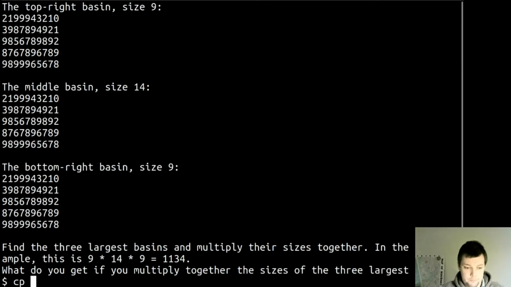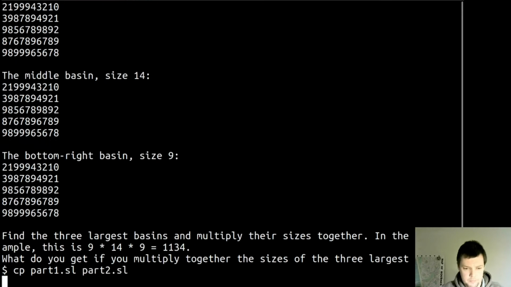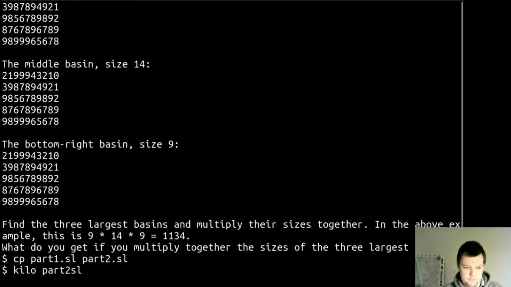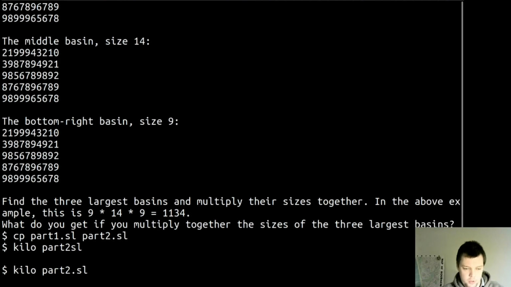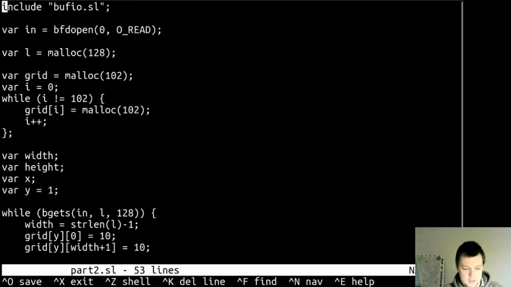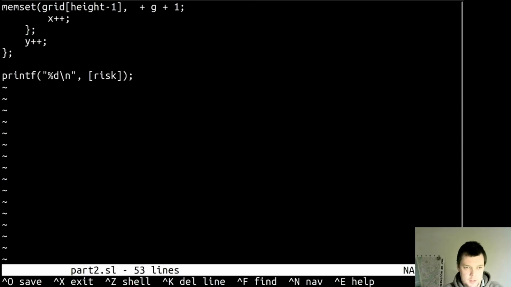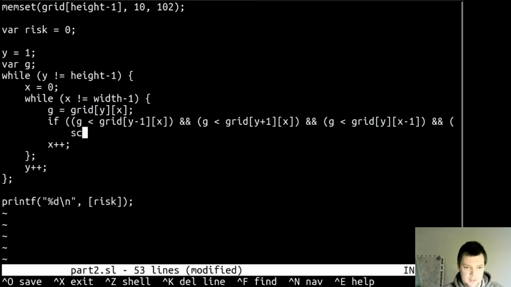Okay. So I think from the point that we add up the risk in part 1, instead of adding up the risk, we want to scan, well, I'm going to call it scan basin.